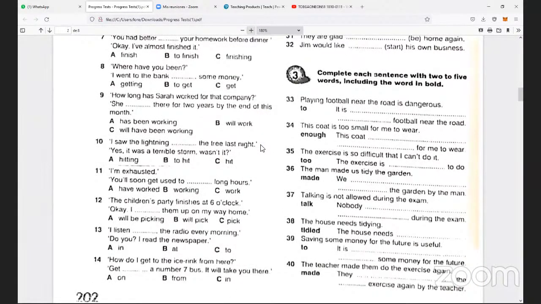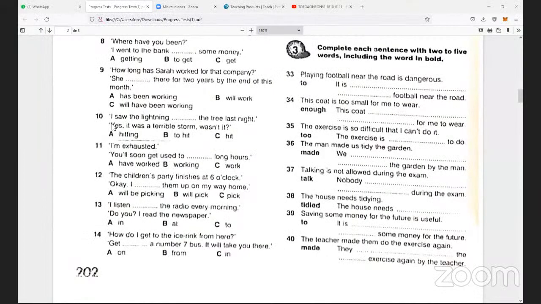Can you hear me? Oh, no. Gabby, can you hear me? Yes, I'm here. Oh, okay. I don't know what happened. Okay, so I listen until here. Lightning, okay. 11.